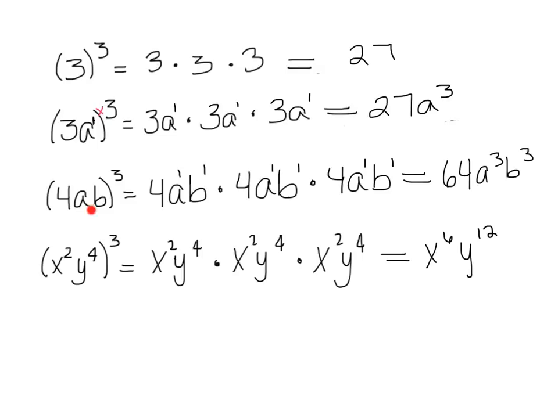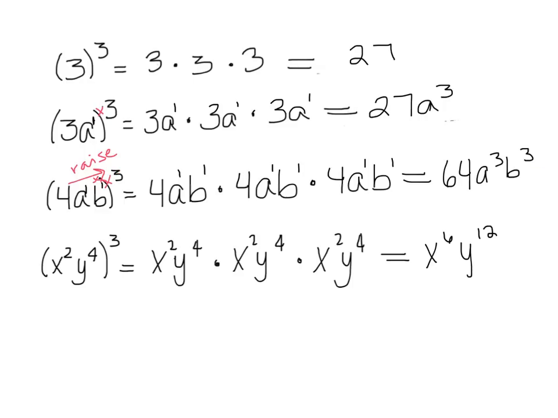Now let's look at this example. 4ab to the third. The 4 became a 64, and how does that happen? By taking the 4 and raising it to the third. And then what happened to the a's and the b's to get a to the third, b to the third? Well, this a had a power of 1, and this b had a power of 1. If I take this 1 times this 3, I get that 3. Take this 1 times this 3, I also get that 3.